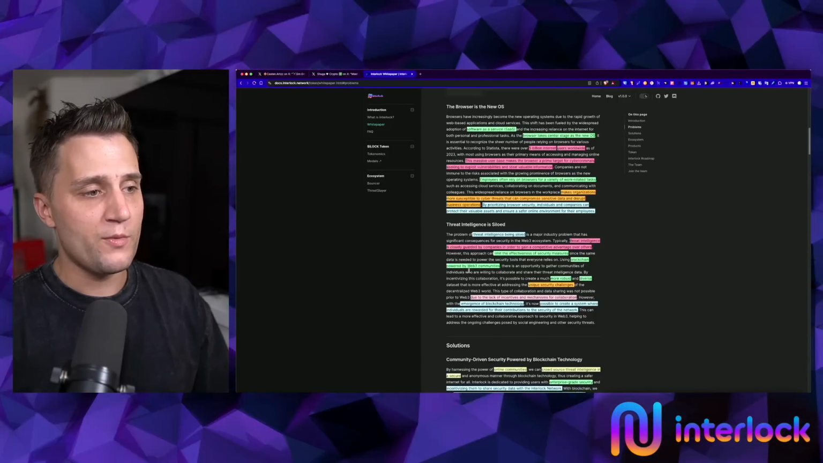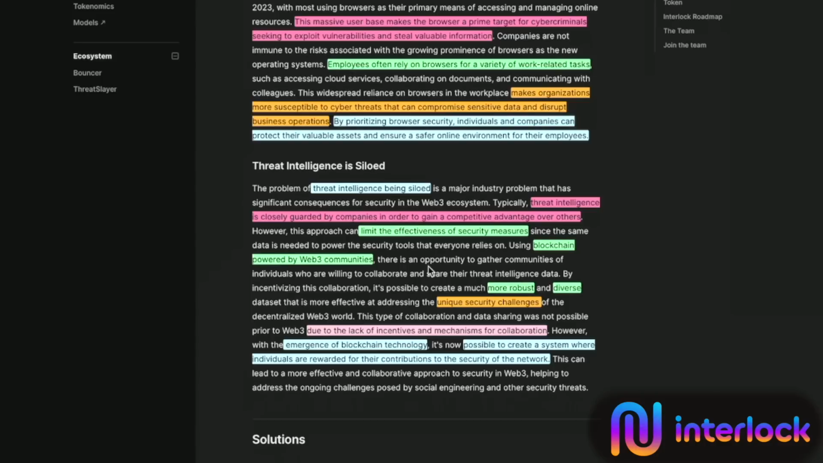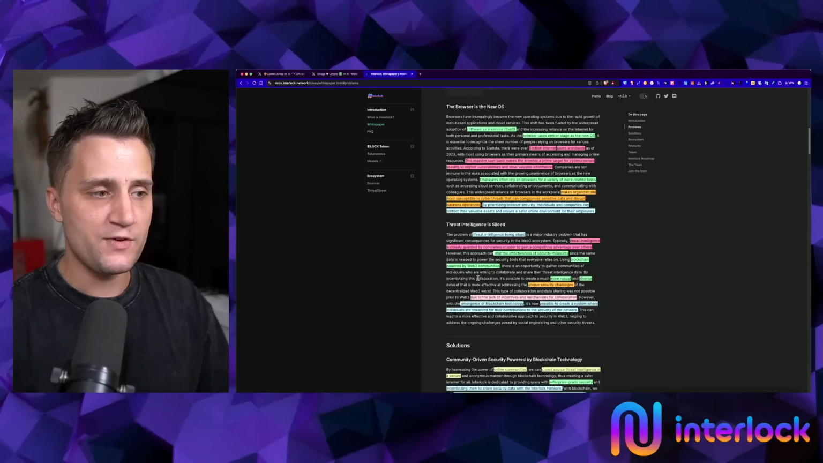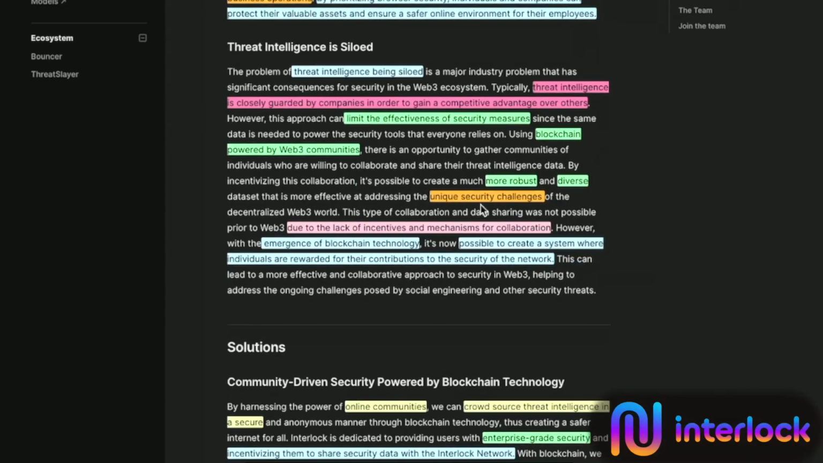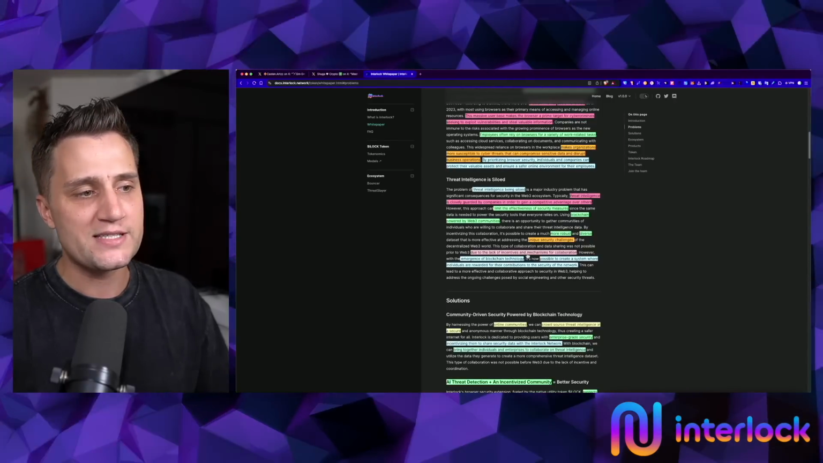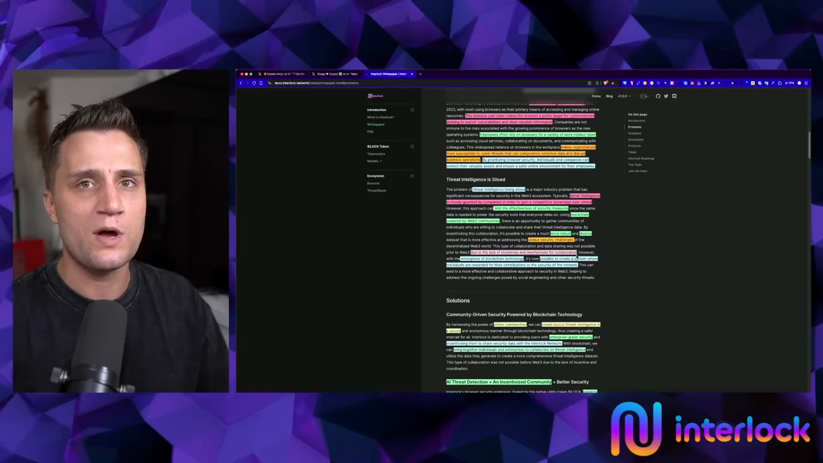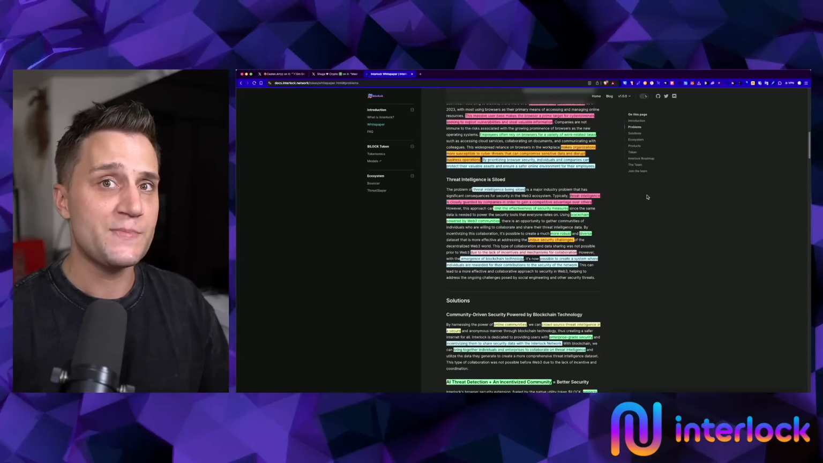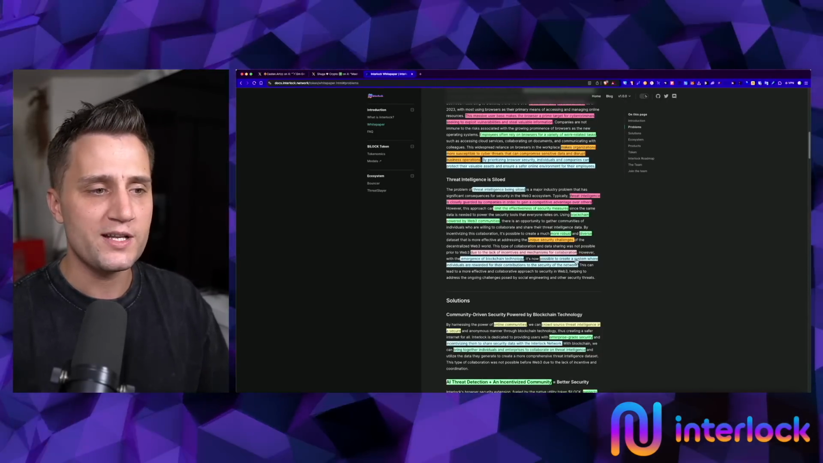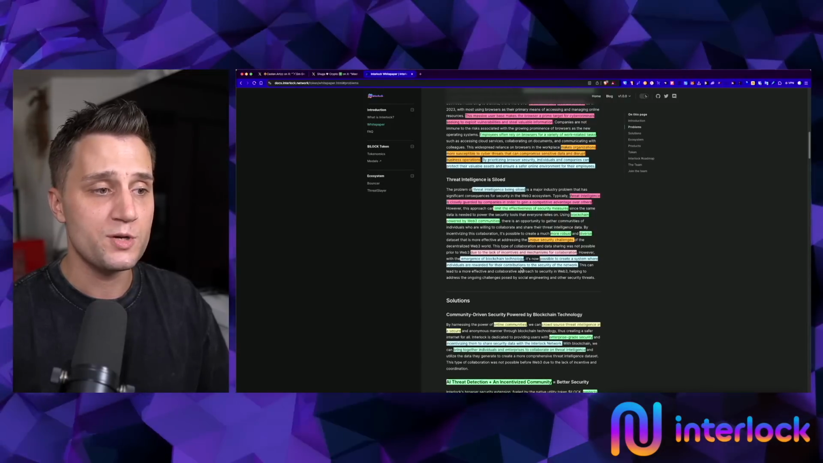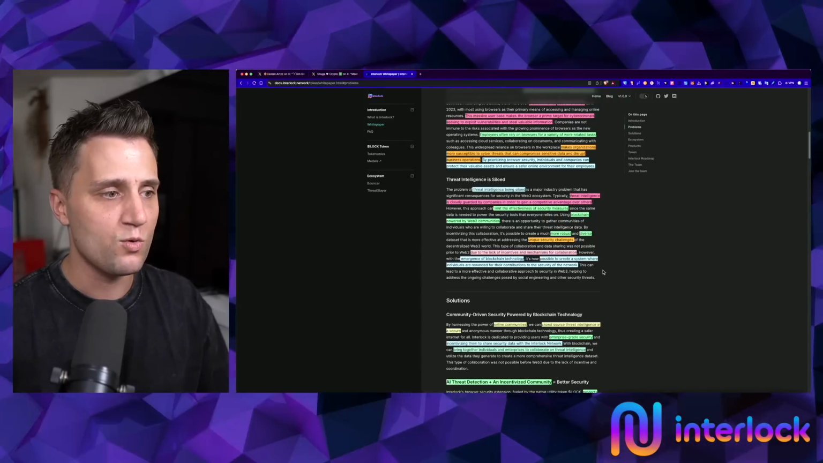Using blockchain powered by Web3 communities, there's an opportunity to gather communities of individuals who are willing to collaborate and share their threat intelligence data. By incentivizing this collaboration, it is possible to create a much more robust and diverse data set that is more effective in addressing the unique security challenges of the decentralized Web 3.0 world. And due to the lack of incentives and mechanisms for collaboration in the Web 2.0 world, the data is basically siloed, right? So now that we have the emergence of blockchain technology, it's possible to create a system where individuals are rewarded for their contribution to the security of the networks.